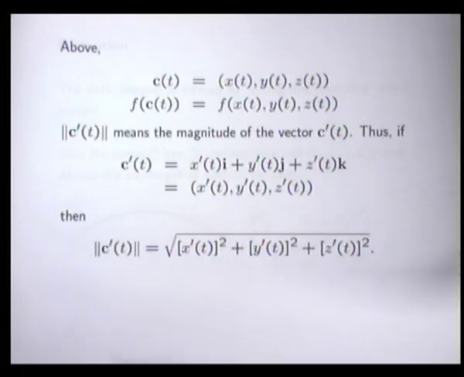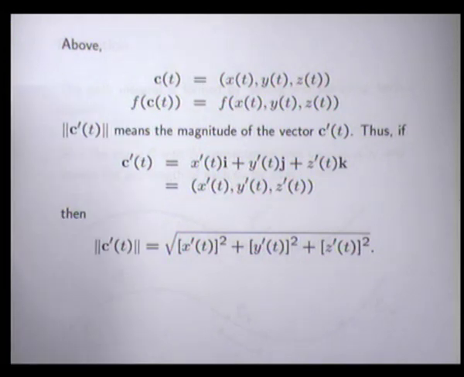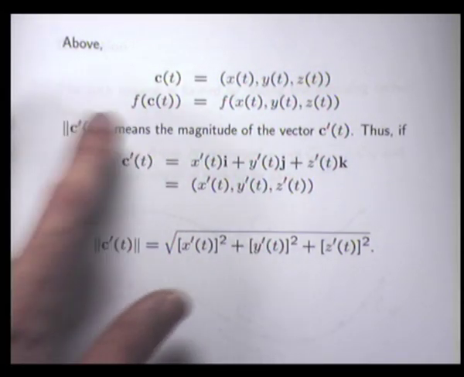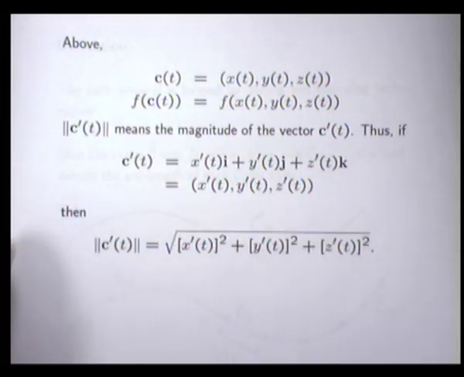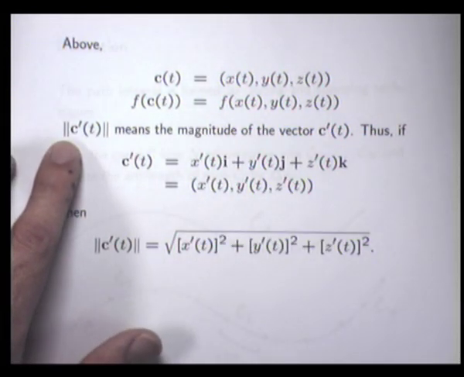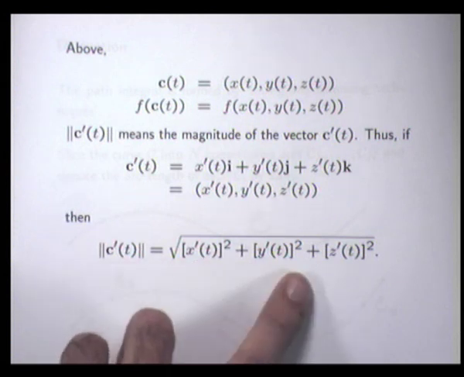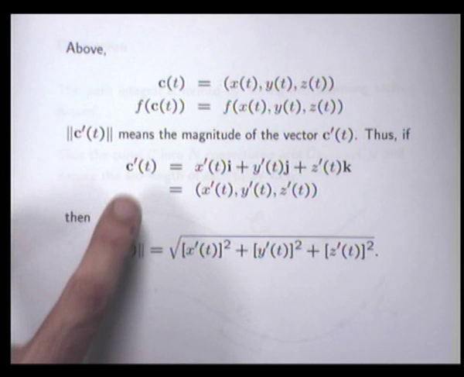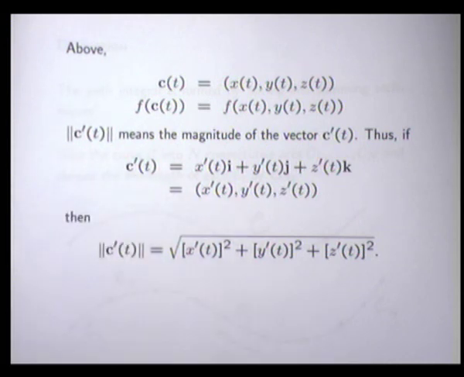Okay, so just a little bit of notation. Here, C of t is just x of t, y of t, z of t. F of C of t is as you would expect. The magnitude is written like this. This is the way it's written in first year. All right? And to calculate the derivative of a vector function of one variable, you just go through and differentiate each component, in this case with respect to t.